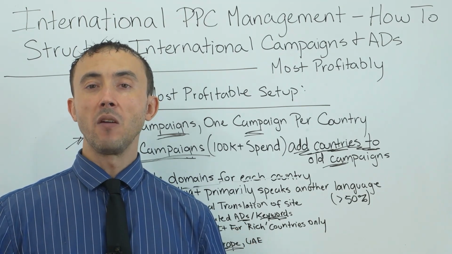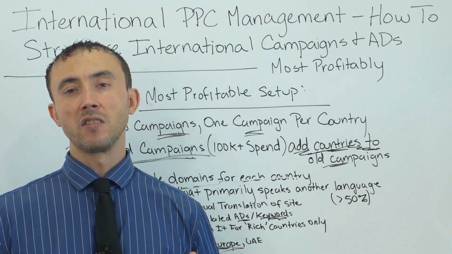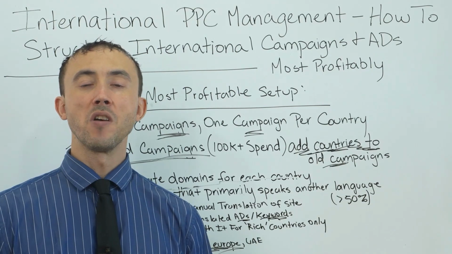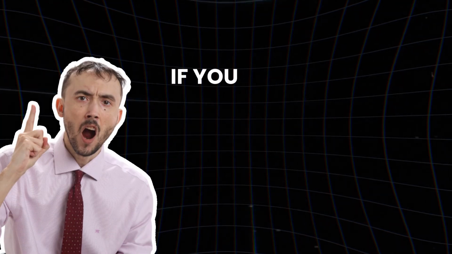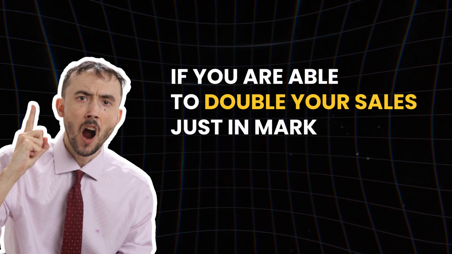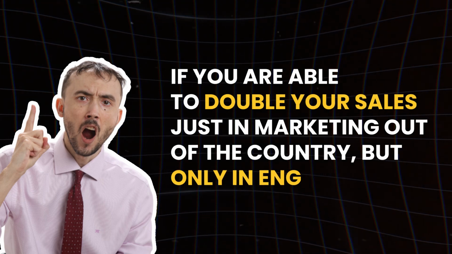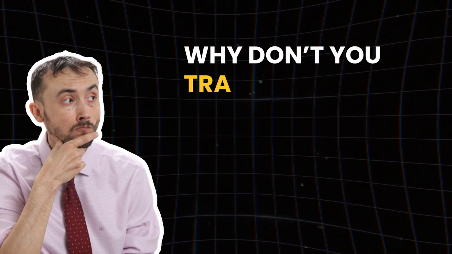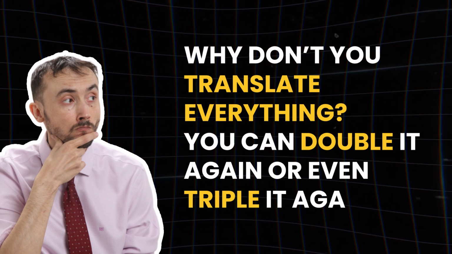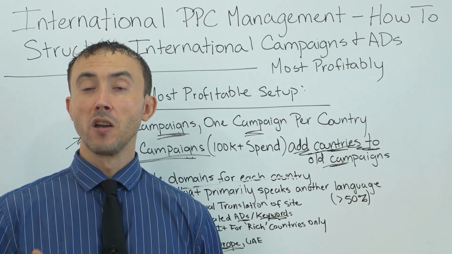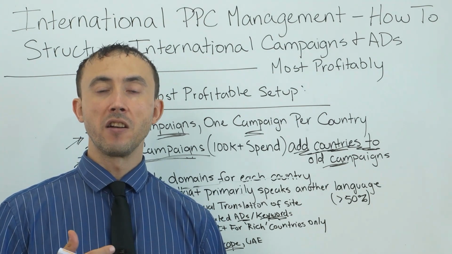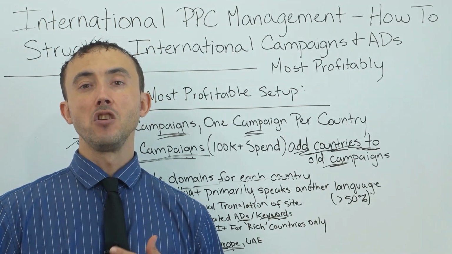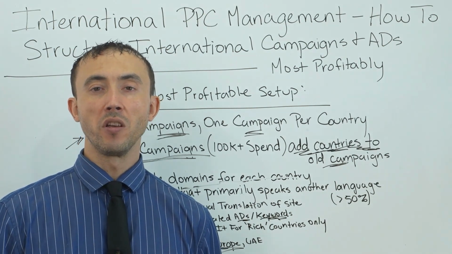And by the way, we've doubled the sales running our ads outside the US without even translating the stuff. And the general rule of thumb is if you are able to double your sales just by marketing out of the country, but only in English, once you translate everything, you can double it again, or even triple it again, is what we had before, literally. So there's a lot of opportunity to scale just through running your international campaigns and doing it right, because you may be the only one in your entire market who's willing to do it.